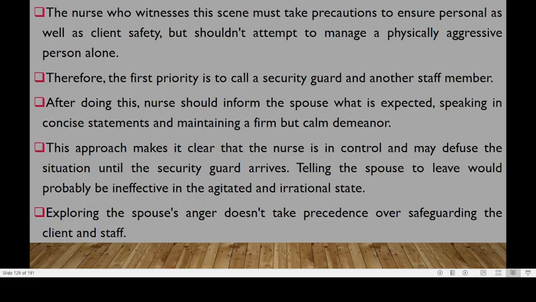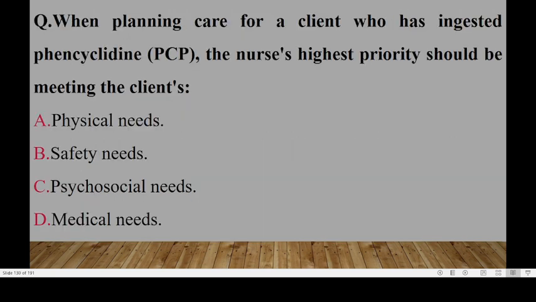After doing this, the nurse should inform the spouse what is expected, speaking in concise statements and maintaining a firm but calm demeanor. This approach makes it clear that the nurse is in control and may defuse the situation until the security guard arrives. Telling the spouse to leave will probably be ineffective in their agitated and irrational state. Exploring the spouse's anger doesn't take precedence over safeguarding the client and safety.